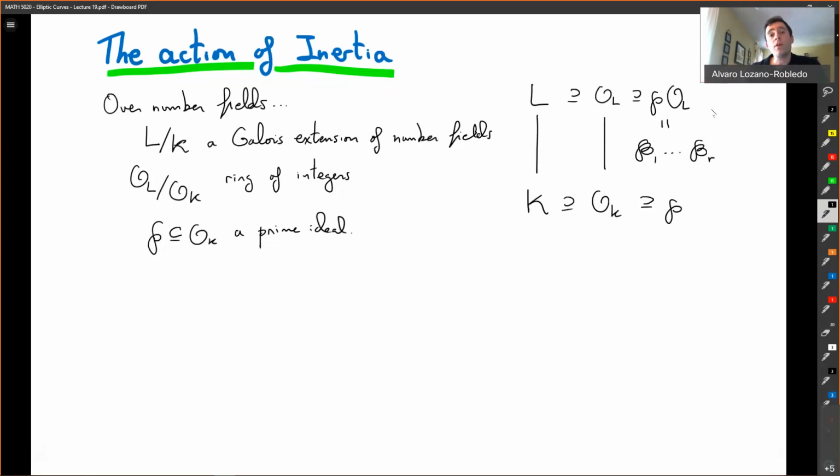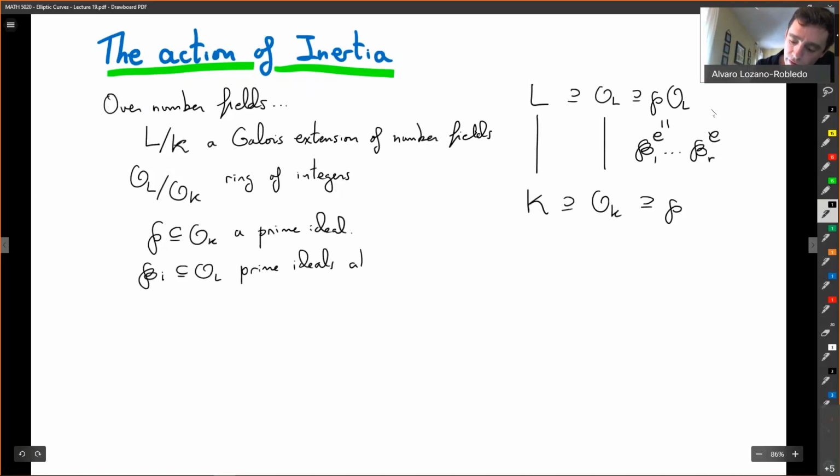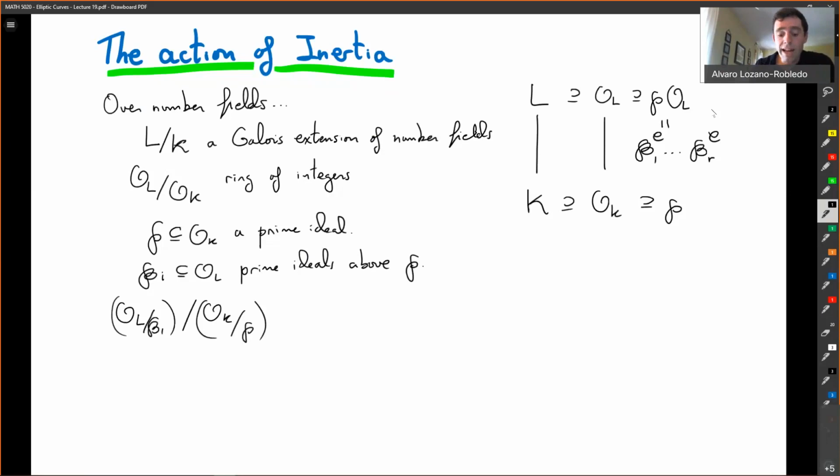And so it will factor as a product of primes to powers; in general, beta one will be to the power e1 and so on. But because we are working over a Galois extension, those are all to the same power, okay? So each one of these is a prime ideal above the prime P. So what happens then is that now I can also take a quotient of OL modulo one of these, say beta one, and that is a maximal ideal, so that is a field. So it gives me an extension over this one that is also a field. And now this is an extension of residue fields, like an extension of finite fields.